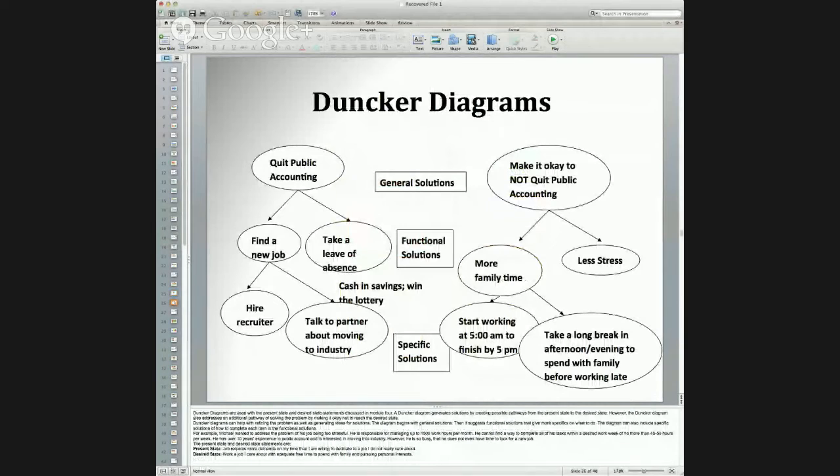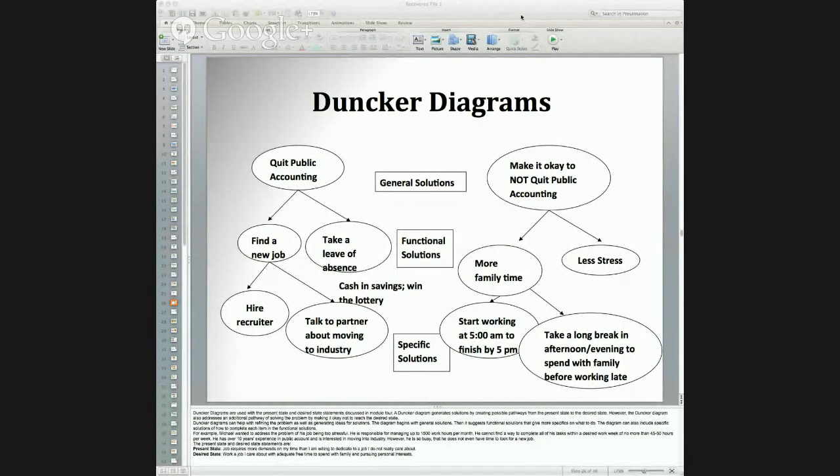Dunker diagrams are used with the present state and desired state statements discussed in Module 4. A Dunker diagram generates solutions by creating possible pathways from the present state to the desired state. However, the Dunker diagram also addresses an additional pathway of solving the problem by making it okay not to reach the desired state.